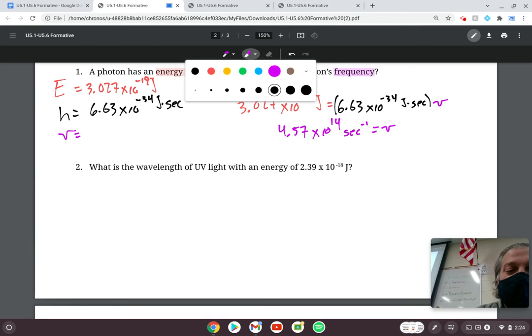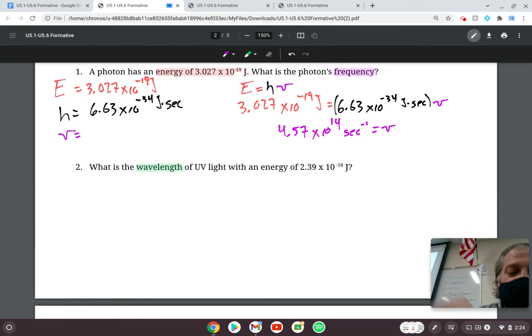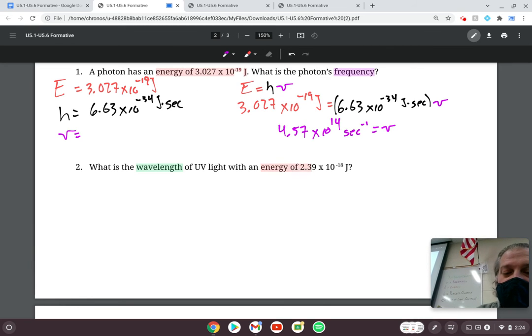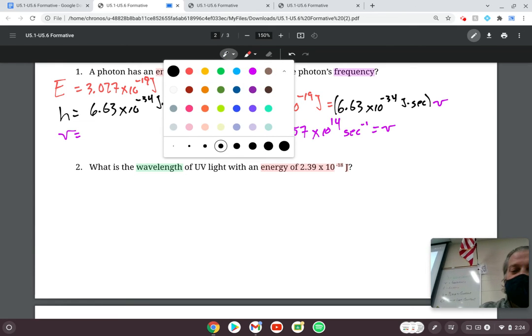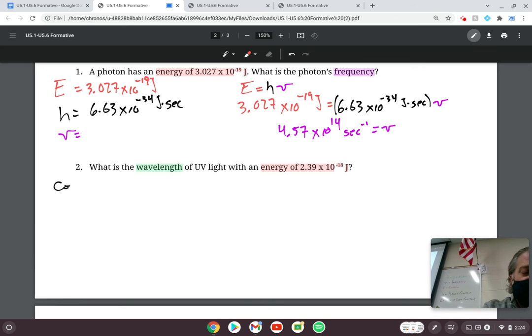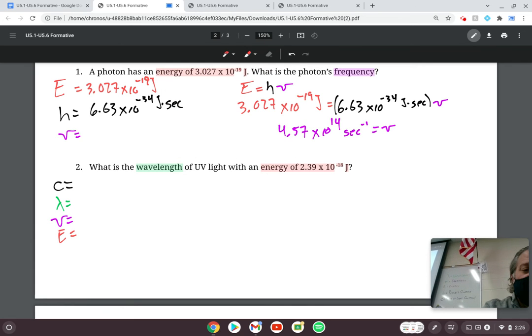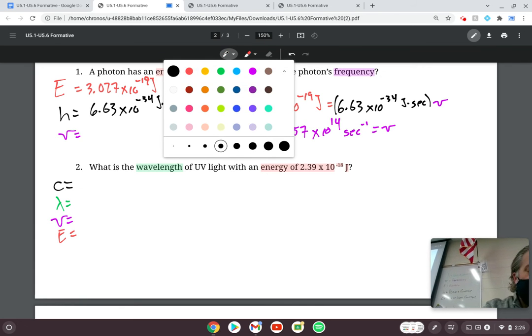Next one is a little bit more complicated. It is asking you to solve for the wavelength of ultraviolet light when you know the energy to be 2.39 times 10 to the negative 18 joules. So I'm going to take some time to identify the variables that I have. C, because this one's the more complicated one. Then we have wavelength, frequency, energy, and Planck's constant.